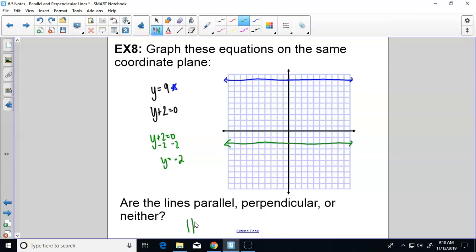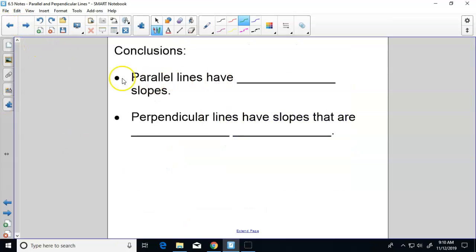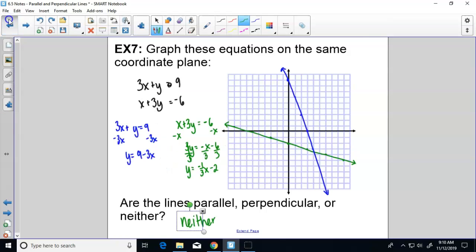Questions? Yes. You gotta get the y by itself. It's always gotta be by itself before you can graph. Okay? Alright, so I want us to look back through because on your next slide you've got some blanks we need to fill in here.